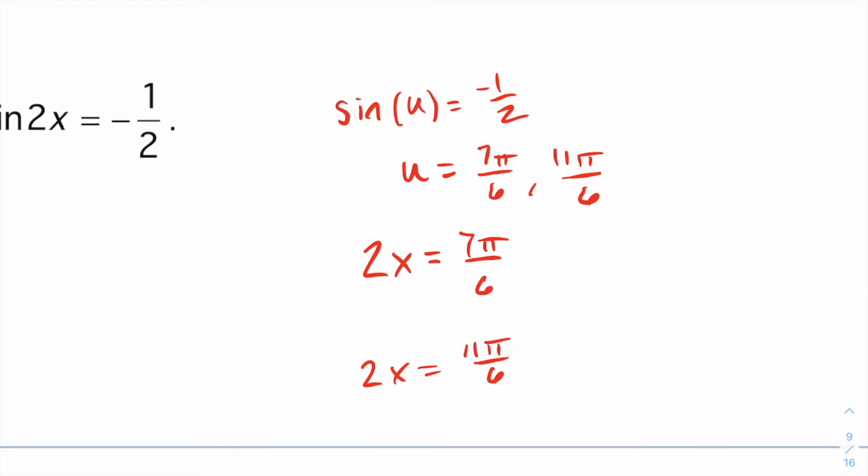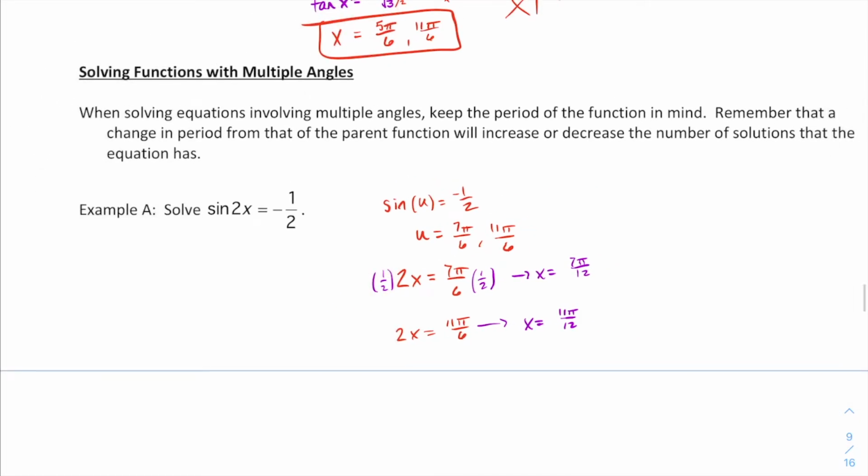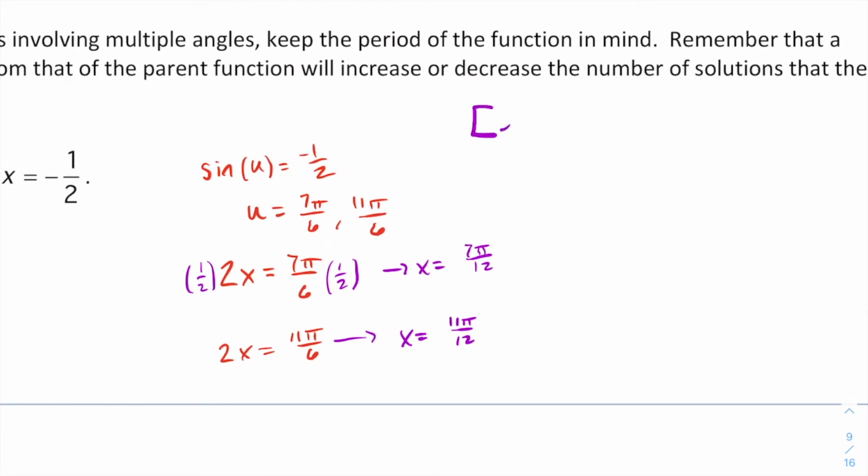Now to solve for x here, instead of saying divide by 2, I'm going to encourage you guys to say multiply by 1/2, and then you don't have to worry about the keep change flip. So that's going to get us x is equal to 7 pi over 12. Obviously, something not on the unit circle. If we do those same steps on this other set right here, this would be 11 pi over 12.